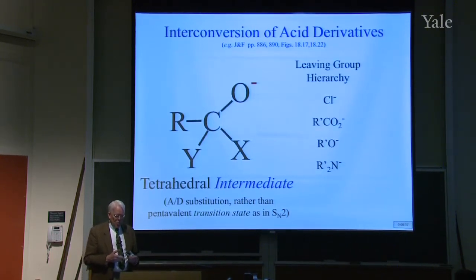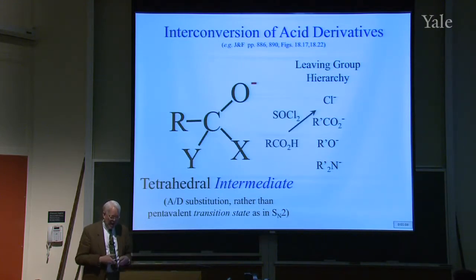Now, which group will leave from that intermediate, X or Y? Well, there's a hierarchy of these things. The easiest thing to leave is chloride, then carboxylate, then an alcohol anion, then a nitrogen anion. And you can see why this would be. Why so? Because that's the order of stability of the anions, right? As exemplified in the pKa.